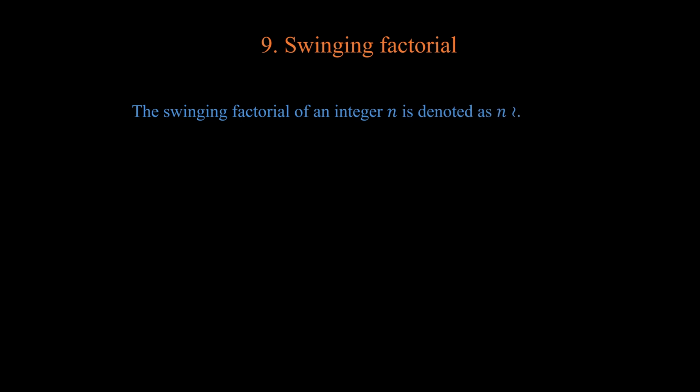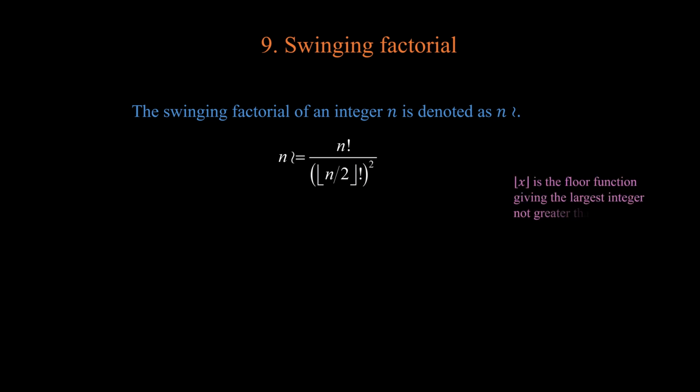Let's discuss a different type of factorial, known as swinging factorial. The symbol used for swinging is called the wreath product. The mathematical formula of n swinging factorial is n factorial over floor of n over 2 factorial, whole squared. Floor function gives the largest integer not greater than the number. For example, floor of 2.8 is 2.